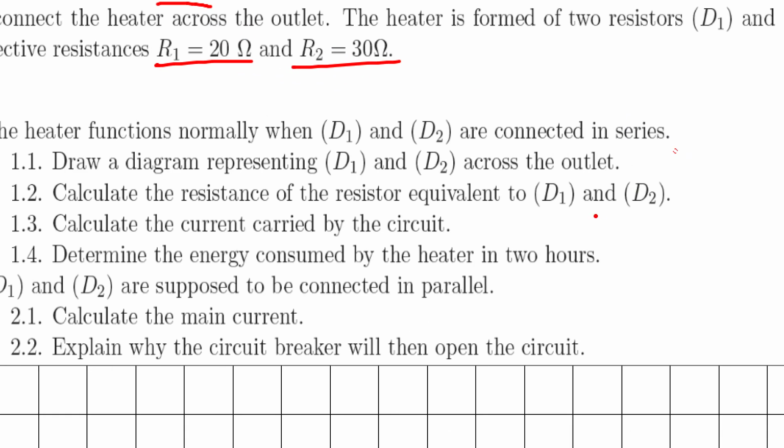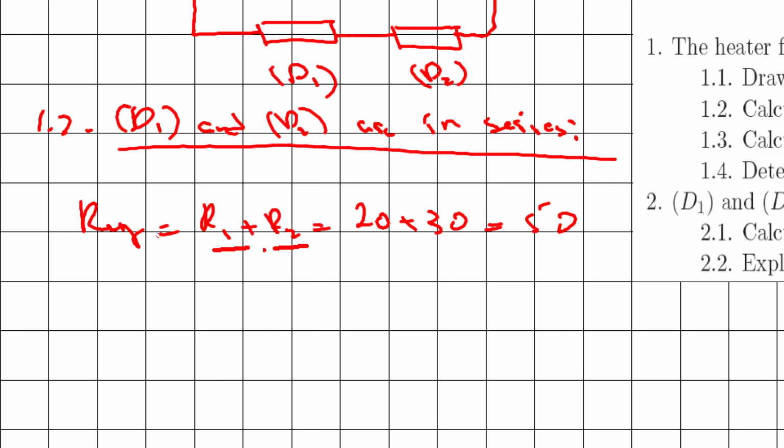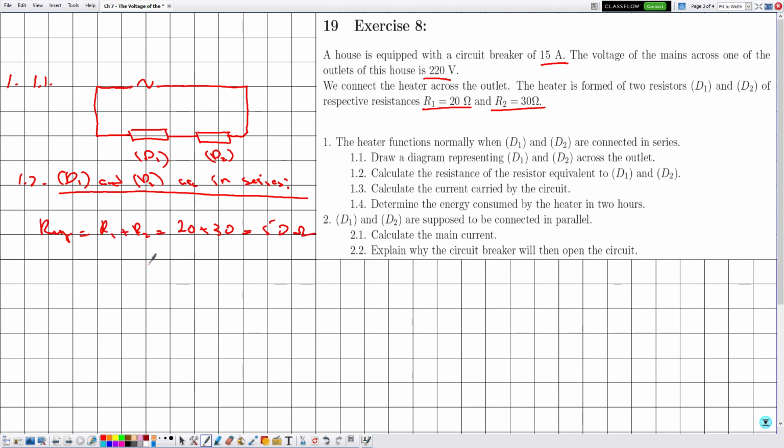Now calculate the resistance of the resistor equivalent to D1 and D2 knowing that they are in series. Then the equivalent resistance is given by R equivalent, which is equal to R1 plus R2, which is equal to 20 plus 30. This is equal to 50. Since both R1 and R2 are expressed in ohms, the value of R equivalent will be in ohms. And whenever we calculate an equivalent resistance, we redraw the circuit representing this equivalent resistance. So this is the AC source, this is R equivalent, and this is 220 volts.